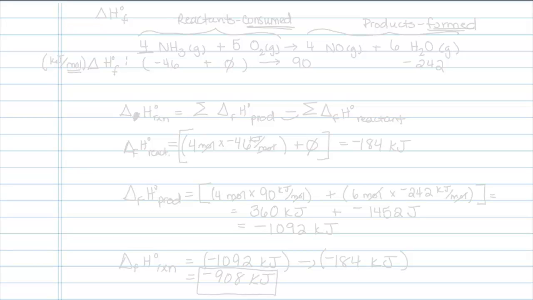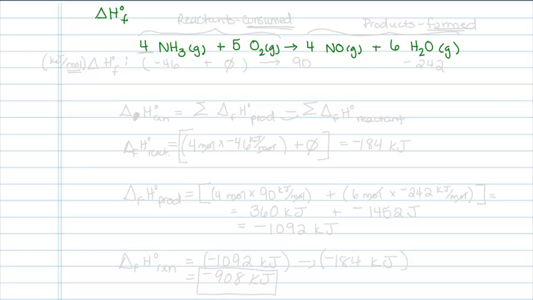In this problem, we're asked to use our standard enthalpies of formation that we have in our chart and reference to figure out the delta H for the reaction, 4 moles of ammonia gas and 5 moles of oxygen gas yields 4 moles of nitrous oxide gas and 6 moles of gaseous water.